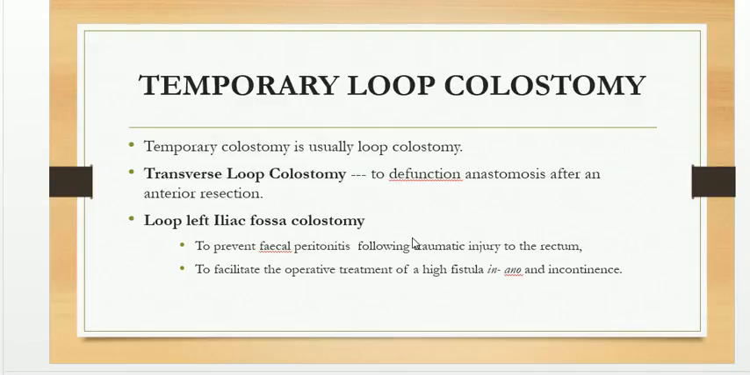That was the previous one, the transverse colostomy. Another site where we can construct a loop colostomy is in the left iliac fossa, and this is sigmoid loop colostomy. The indications are to prevent fecal peritonitis following traumatic injury to the rectum, to facilitate the operative treatment of a high fistula in ano, and incontinence. There are cases where incontinence occurs, and in those cases we can do a loop colostomy, for example, a traumatic laceration at the level of the anus, anal verge, anal sphincter damage. We can do a loop left iliac fossa colostomy. So these are the indications of temporary loop colostomy.